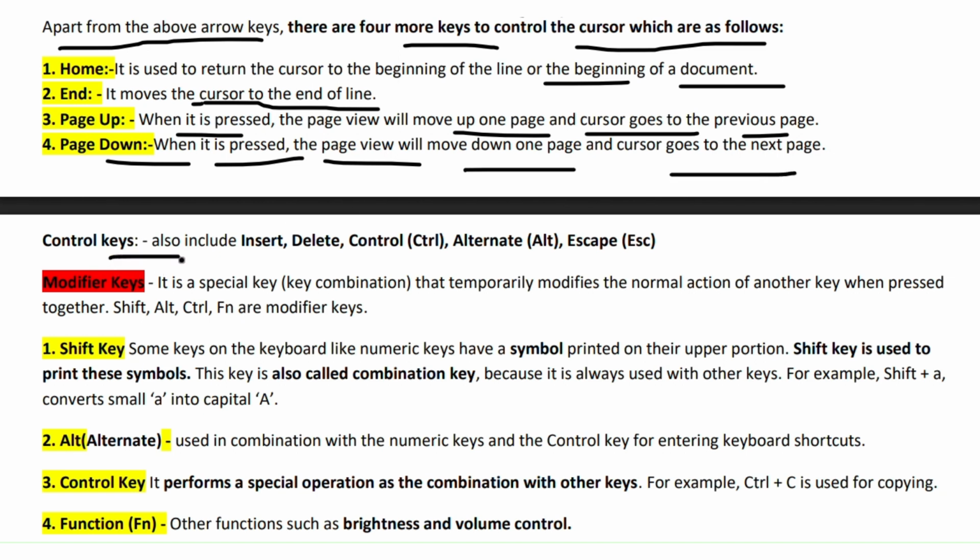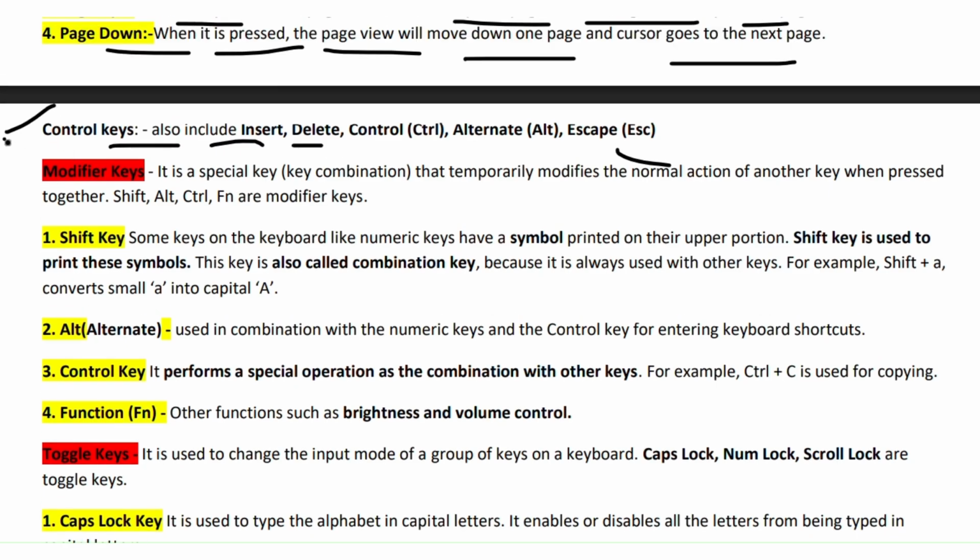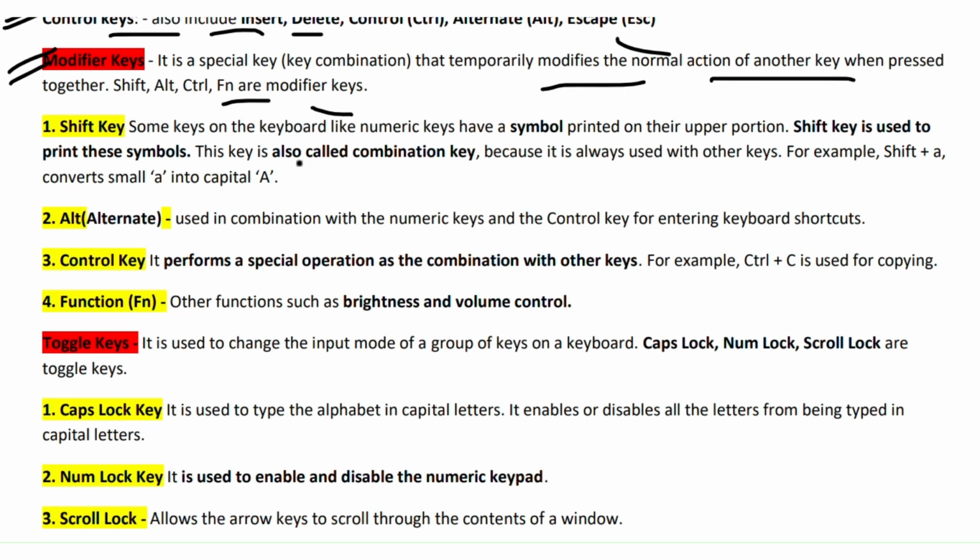ठीक है, कंट्रोल कीज होते हैं, also include insert, delete, control, alternate, escape, ये सारे कंट्रोल की होते हैं. ठीक है, ये पूछता है, ये इम्पोर्टेंट है, कंट्रोल कीज कौन से होते हैं, मॉडिफायर कीज कौन से होते हैं, ये भी इम्पोर्टेंट है. मॉडिफायर कीज क्या होता है? It is a special key combination that temporarily modifies the normal actions of another key when pressed together. ठीक है, shift, alt, control, fn are modifier keys.